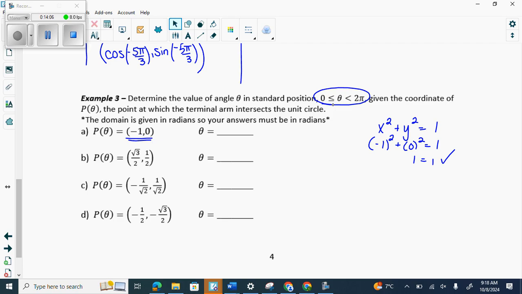Okay? All right. So negative 1, 0. Look on your unit circle. Where would that be located? Remember, your unit circle is on a Cartesian plane. So I'm going to negative 1, 0. What is that? Pi. Root 3 over 2, 1/2. What quadrant am I going to be in? They're both positive. First quadrant. What does that go with? Pi over 6.